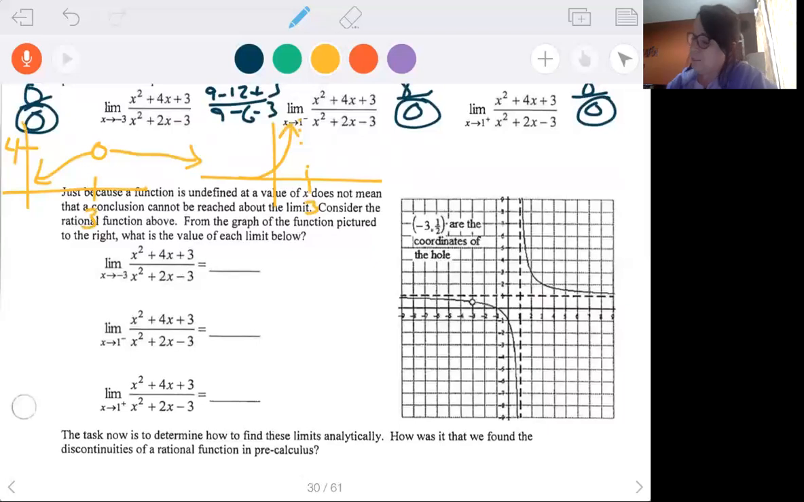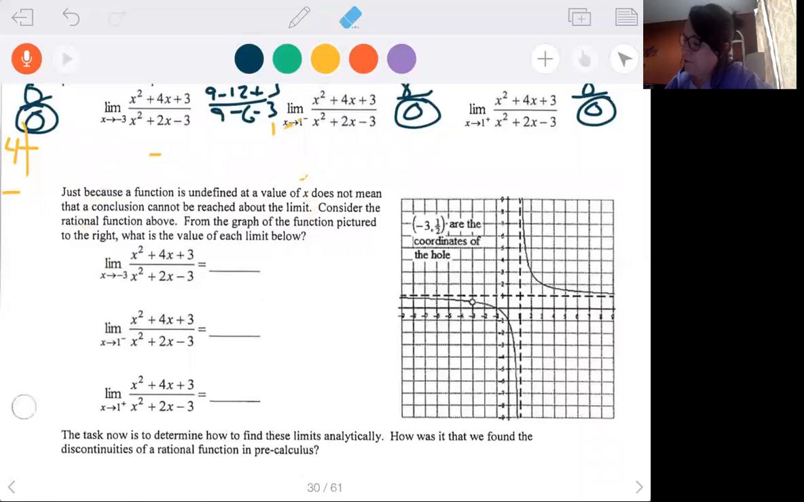We could still draw some conclusions. So what it really means is more work is needed. It does not mean that you can't draw a conclusion. It just means direct substitution isn't working for you. So note to self, upon direct substitution, if you get a 0 in the denominator, fail, okay? You have to do it a different way, and the different ways are coming up.